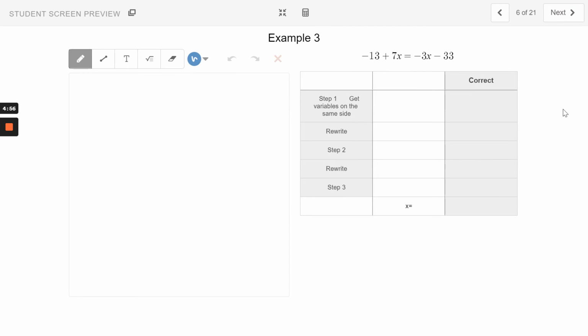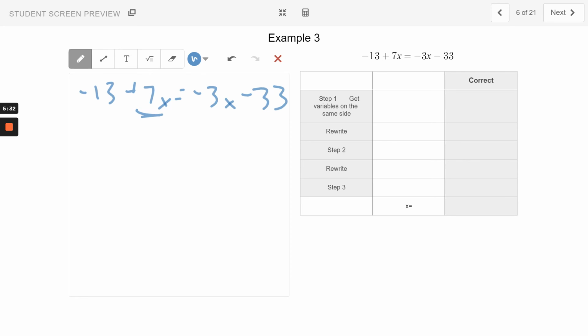Our last example for today says negative 13 plus 7x equals negative 3x minus 33. So again, we want to get all of the x's on the same side. So we want to see which side has more to start with. So we have 7x and we have negative 3x. So our 7x has more to start with.